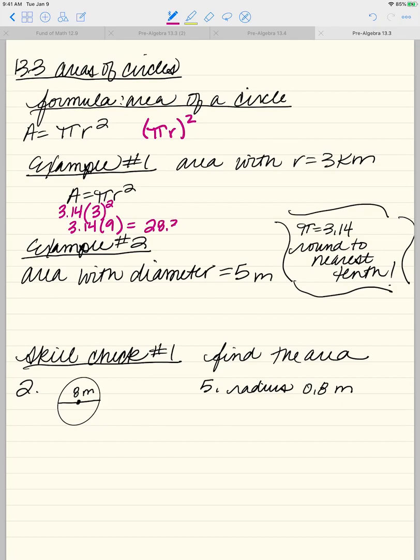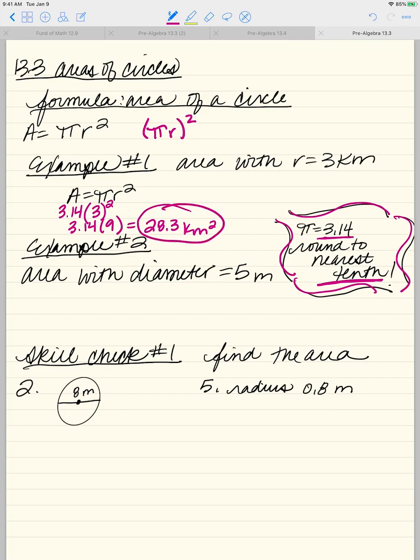28.3, yada, yada, yada. But we are rounding to the nearest tenth, okay? So use 3.14 for pi for all of the problems, okay? And round to the nearest tenth, all right? So 28.3 kilometers squared, because this is area, all right?